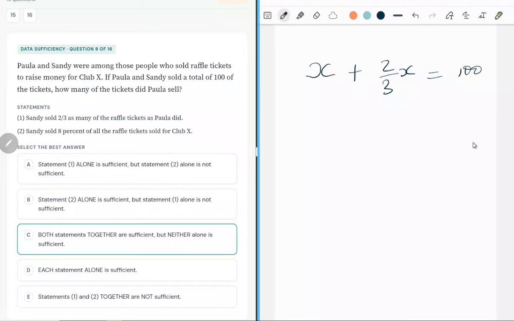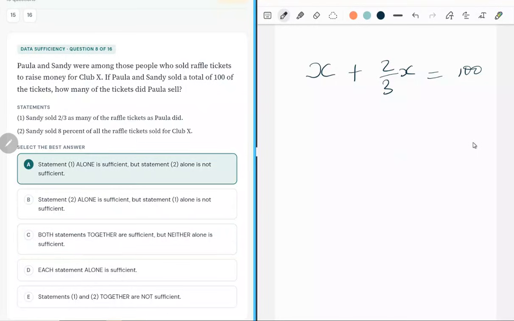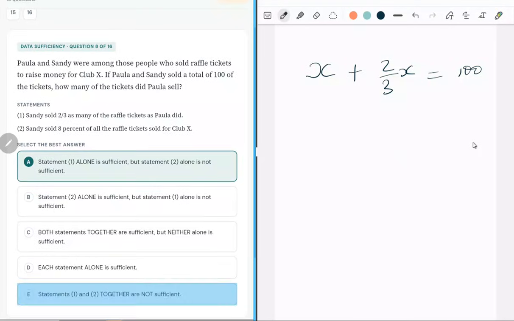But for statement 2, we don't know the total. Remember that this 100 is not the total. This 100 is the total between Sandy and Paula. The total we don't know, right? Anything we don't know can be filled with misinformation, with gossip, with any variable. So we don't know. Only statement 1 is sufficient. Okay. Hold on.